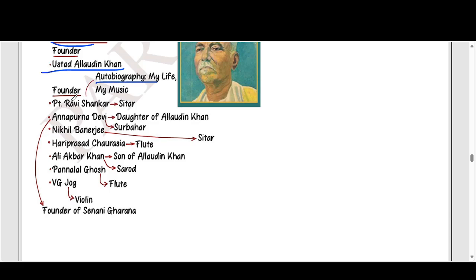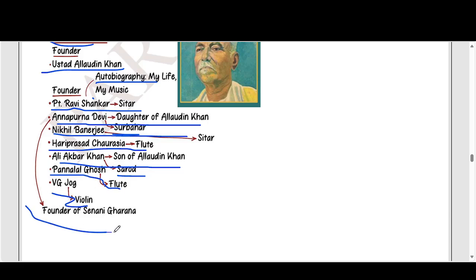Maihar Gharana, founder Ustad Allauddin Khan, autobiography My Life, My Music. Pt. Ravi Shankar, Sitar, Annapurna Devi, daughter of Allauddin Khan, Nikhil Banerjee, Sitar, Hariprasad Chaurasia, Flute, Ali Akbar Khan, son of Allauddin Khan, Sarod, Pannalal Ghosh, Flute, V.G. Jog, violin, founder of Senia Gharana.